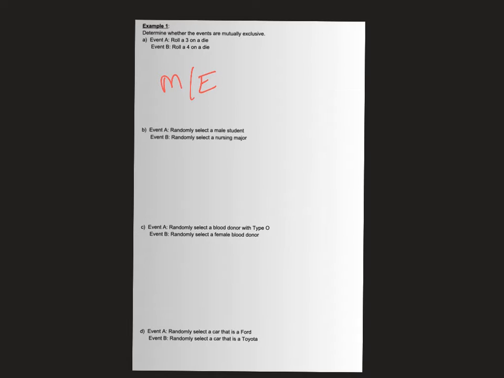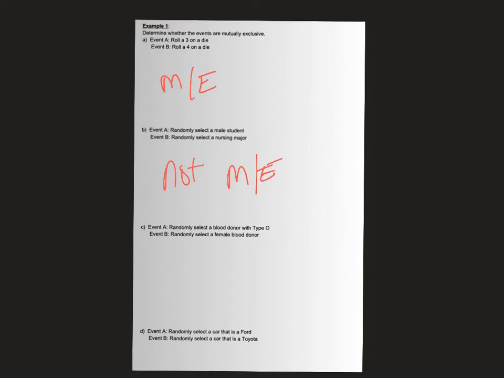All right, event A, randomly select a male student. Event B, randomly select a nursing major. So if we've got a list of students at a college, it's not either male or nursing. There are male nurses, so this is not mutually exclusive. You can have a male nurse. So there we go. Example C, randomly select a blood donor with type O.